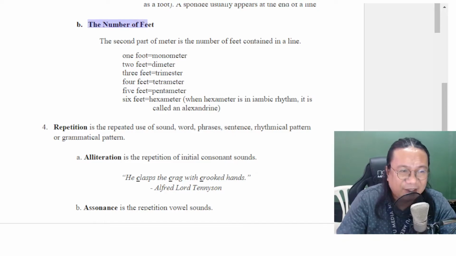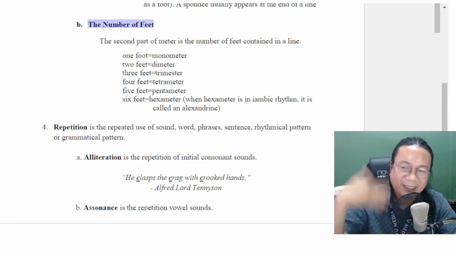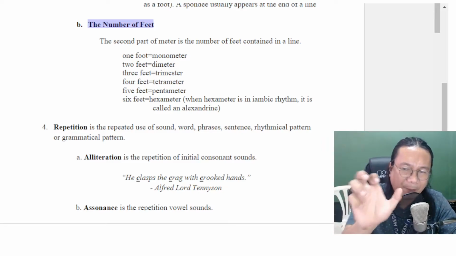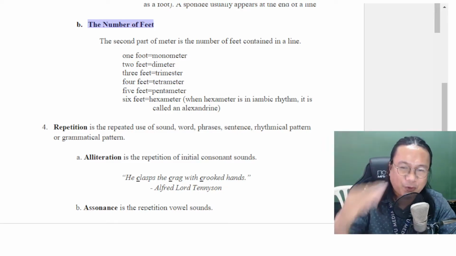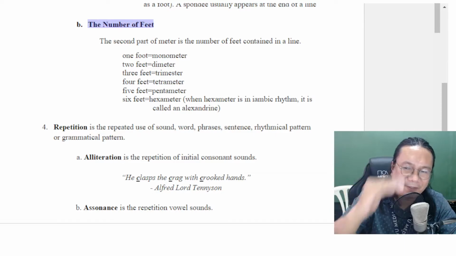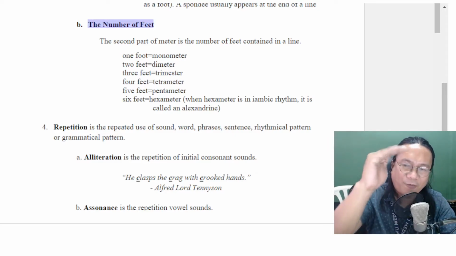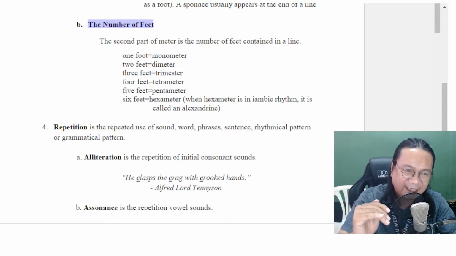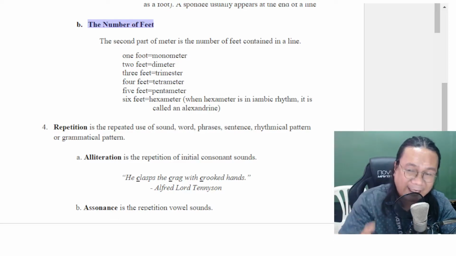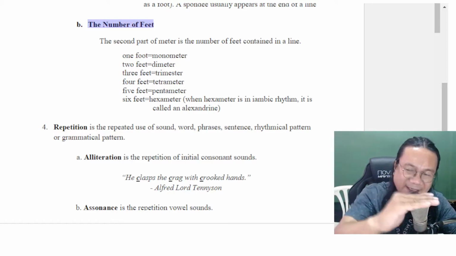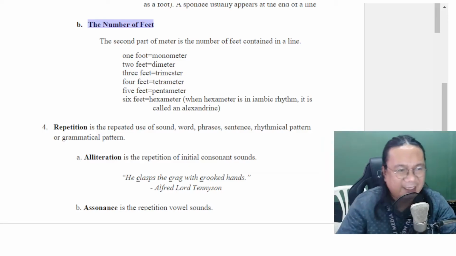So per line of your poem, it has a certain number of feet. You can either use the same numbers of feet per line, or you could do a different one. Like for example, you can all do 5, 5, 5, or 10, 10, 10, or 5, 6, 5, 6 in your lines. And usually in a stanza, there's 4 lines.